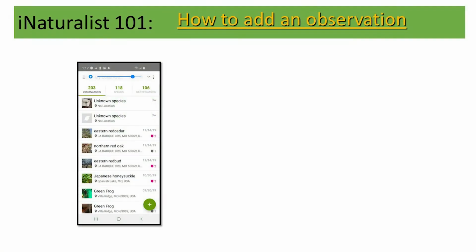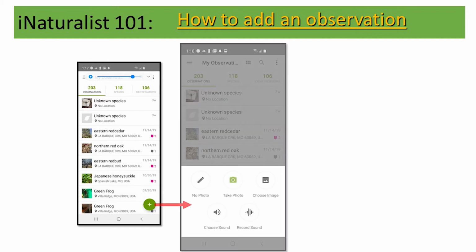The first thing you're going to need to do is open up the app. Once you open the app, you should see something similar to what you see on the screen in front of you, with a list of all your observations. You see something that says Add Observation or plus sign. Once you click that, you'll see a new menu open up.